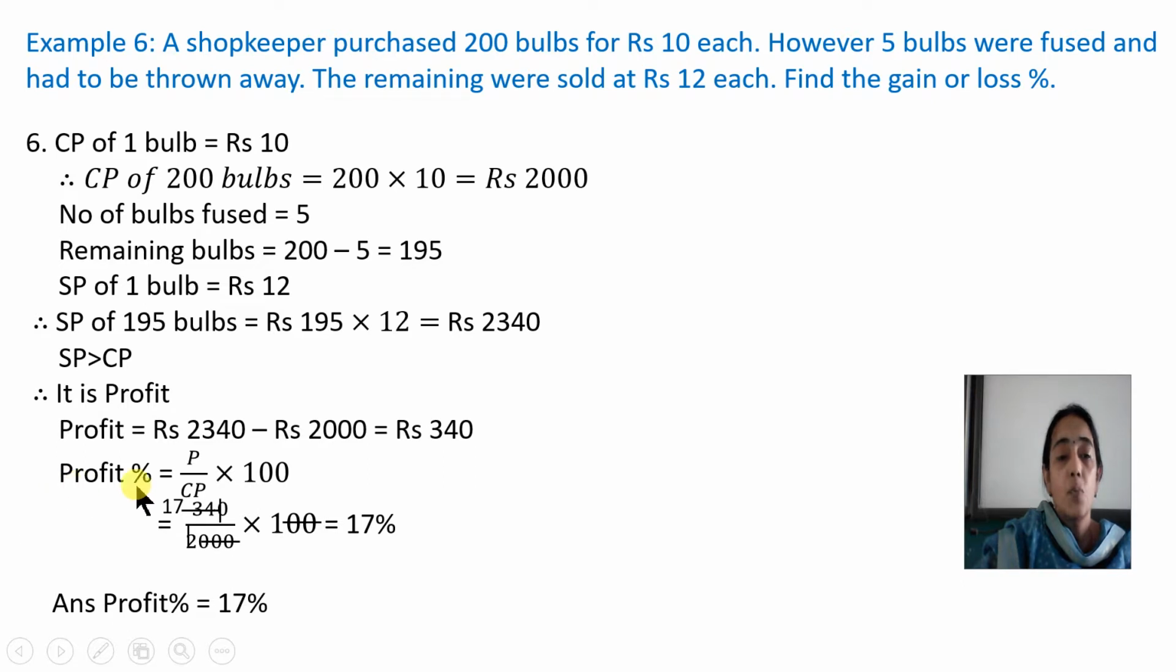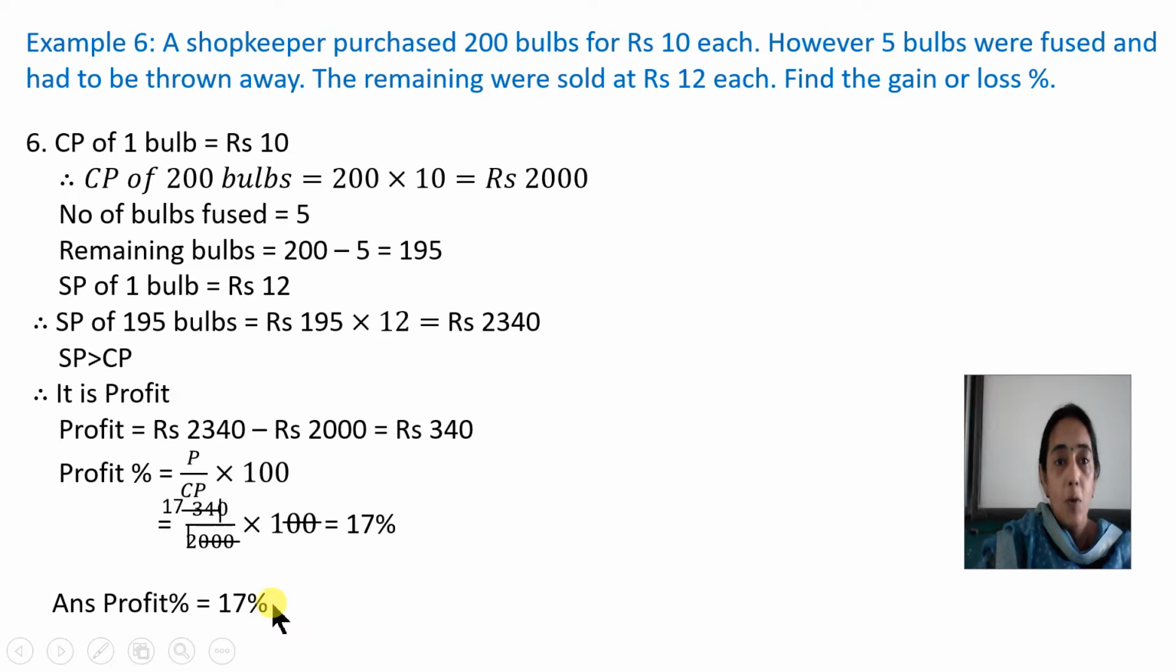So, percentage profit or profit percent, we write down the formula first. Profit upon CP into 100. Profit was how much? 340 upon the cost price, which was 2000, into 100. So 0 and 0 cancel, and 1 0 and another 0 will get cancelled here. 2 ones are and 2 17s are, which is equal to 17%. So the profit percent is equal to 17%.